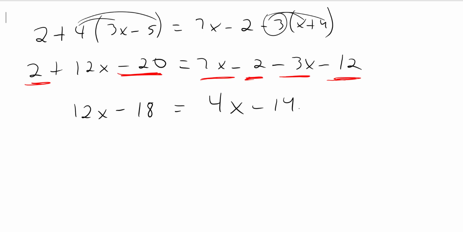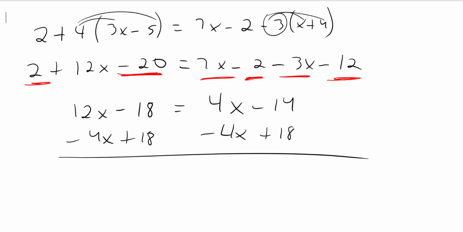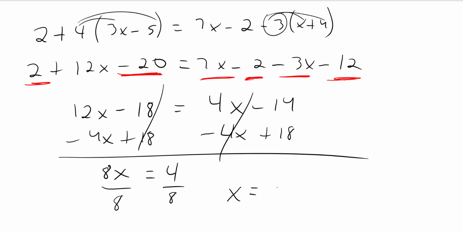So now it's pretty easy, right? I'm going to subtract 4x from both sides and add 18 to both sides. So 12x minus 4x is 8x. This cancels. 4x minus 4x is 0, cancels. And then negative 14 plus 18 is 4. Okay? Then I'm going to divide both sides by 8. So x equals 4 divided by 8 is 1/2.